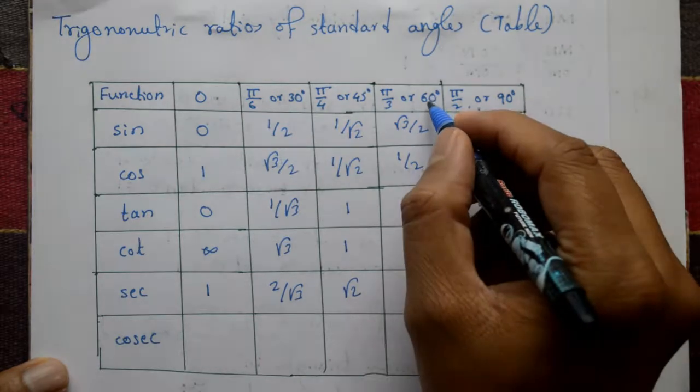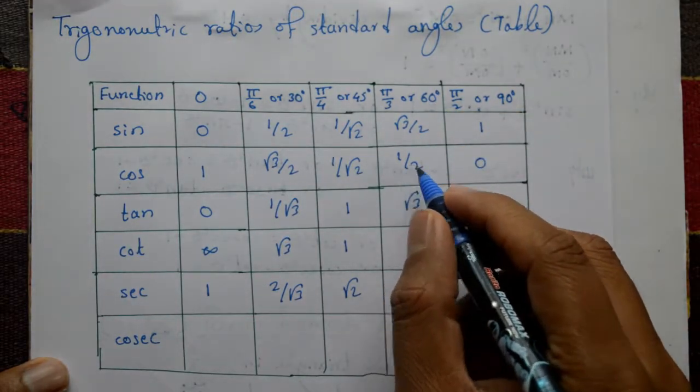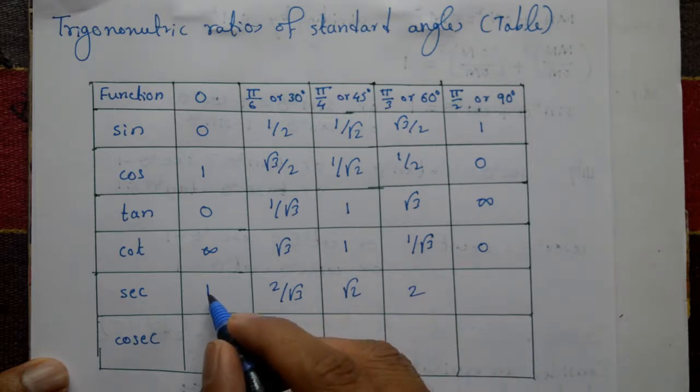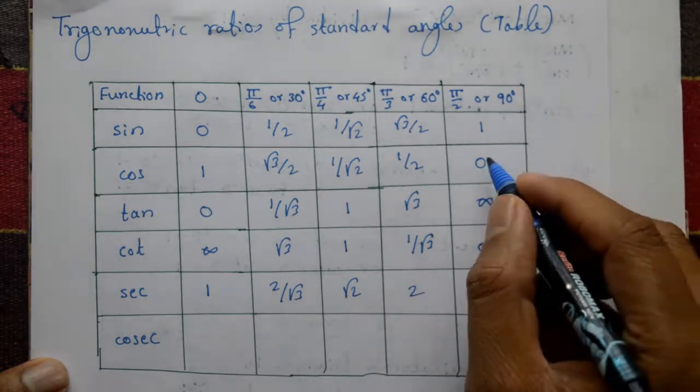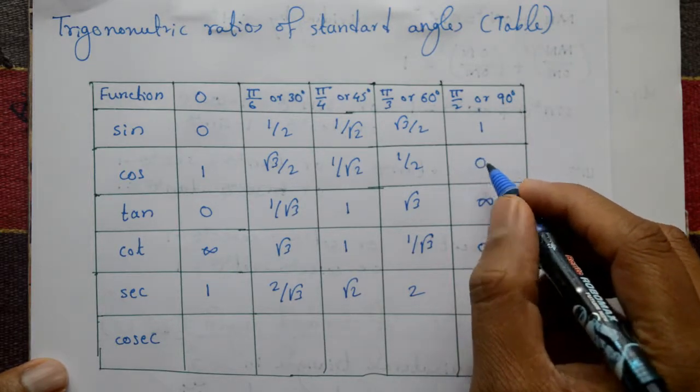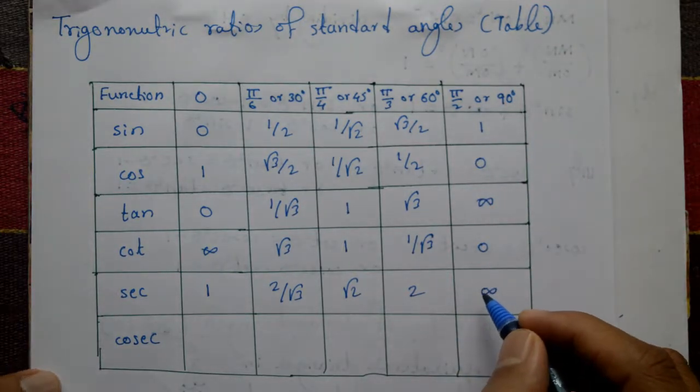Secant 60 degree. Taking this cos, 1 upon 1 by 2 means 2 only. Secant 90 degree is 1 by cos. 1 upon cos is 1 by 0. 1 by 0 is infinity.